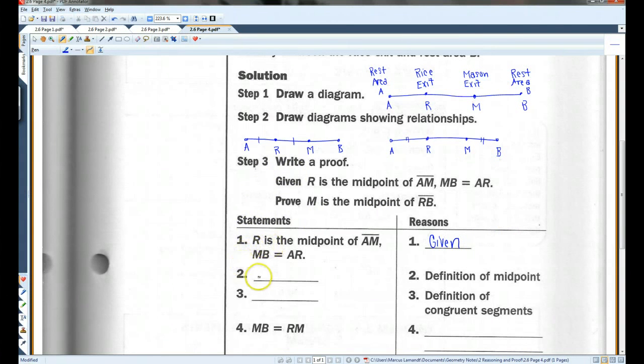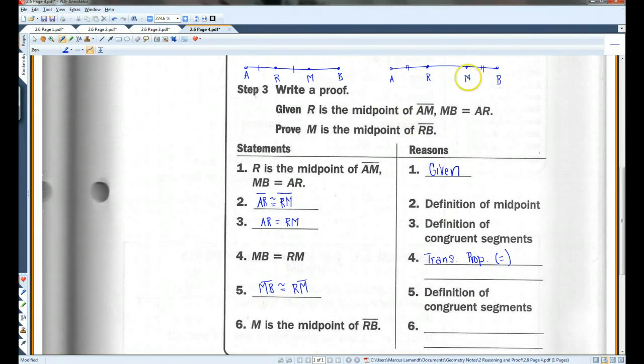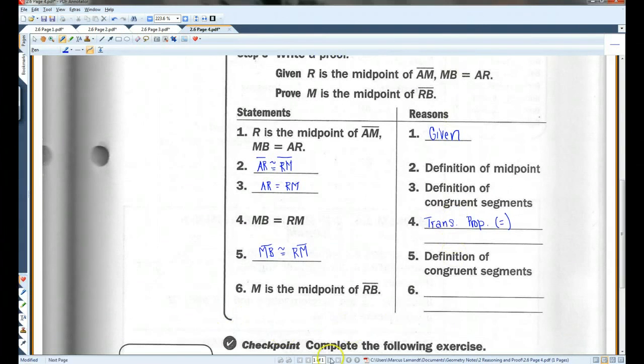If R is the midpoint of AM, then AR is congruent to RM. That's the definition of a midpoint. It cuts it in half. If they're congruent, then they are also equal. It's the definition of congruent segments. Now, if MB equals AR and AR equals RM, then MB equals RM. That's transitive property. Transitive property of equality. And if they're equal, then they're also congruent. And if they're congruent, then M must be the midpoint. In order for these to be congruent, M has to be smack dab in the center. Definition of a midpoint.